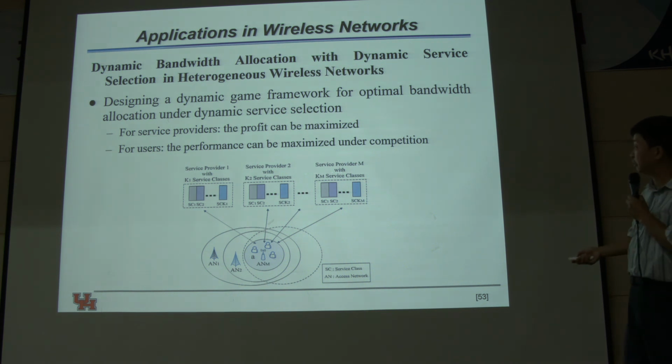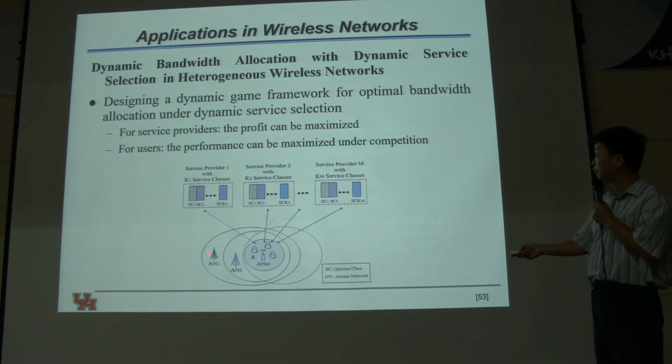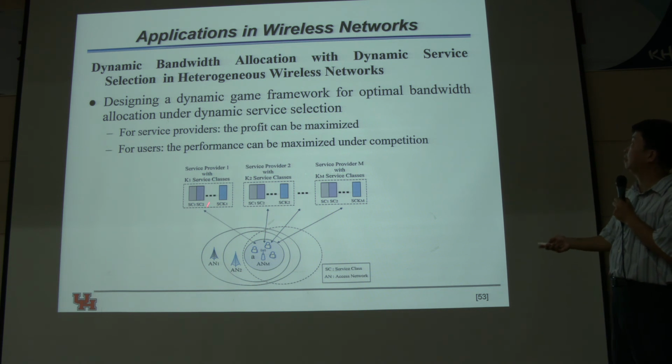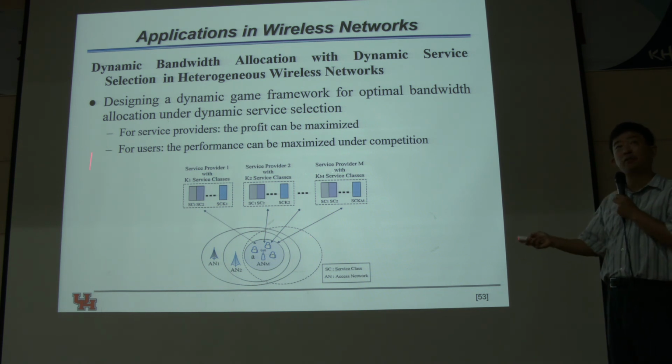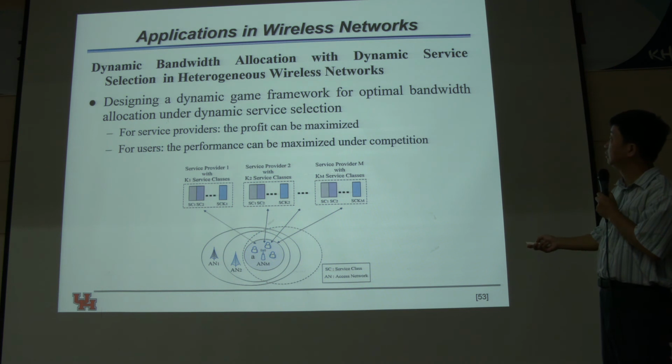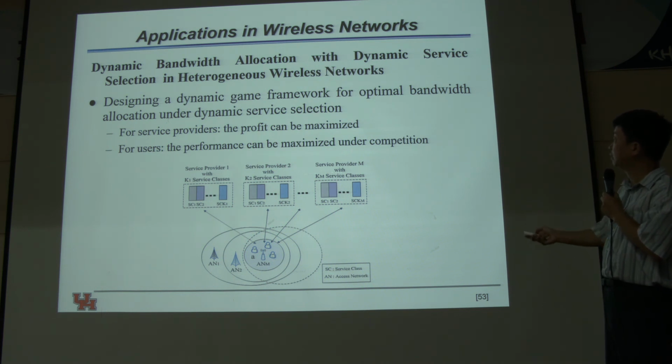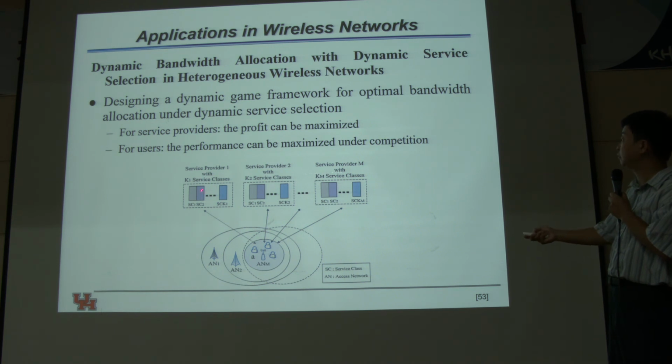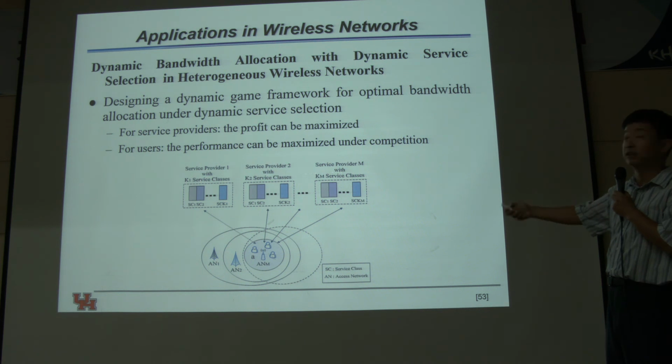So basically, I have different types of service providers: Wi-Fi, LTE, or some other kind of company. In the United States, we may have multiple companies. So the service providers want to maximize the profit. For the users, we want to optimize the performance under the competition. Different service providers have their own pricing and strategy over time. So it's a game, right?